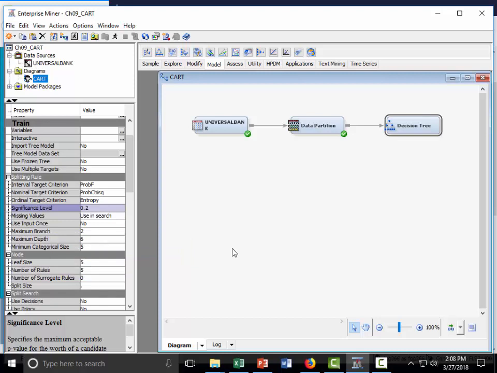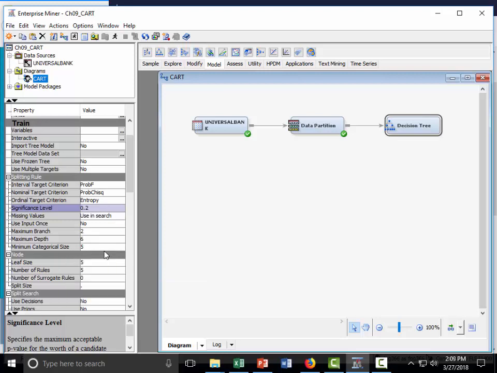Maximum branches from a node: when you have two, what does that mean? We have a binary split, so that means we only consider binary splits. Remember that we can have more than binary: we can have 3 splits, 4 splits from a given node. Usually we want to use binary splits. Maximum depth is going down from the root of the tree. So you go down how many levels? Six is the default. You can change that also.